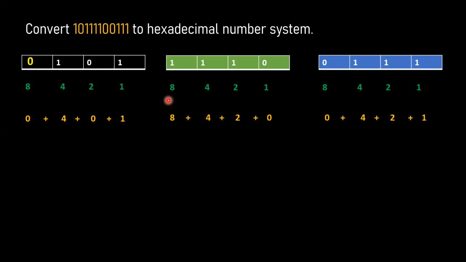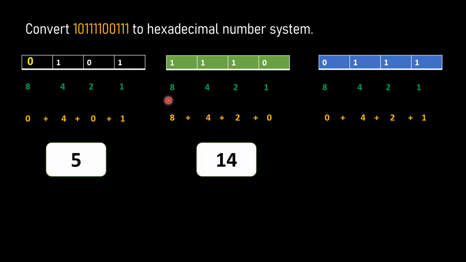Next, 0 times 8 is 0. 1 times 4 is 4. 1 times 2 is 2. 1 times 1 is 1. Now, adding each of the group, we have 4 plus 1 is 5. Next is 8 plus 4 plus 2 plus 0 would give us 14. And the last would give us 7 if added.